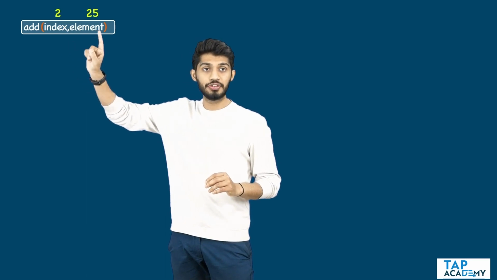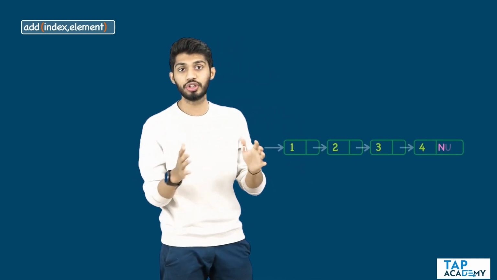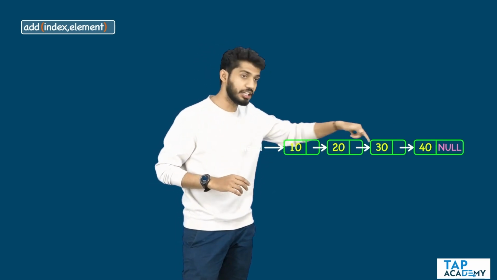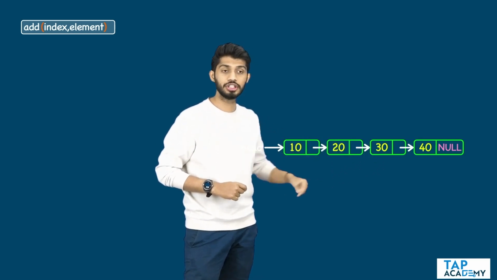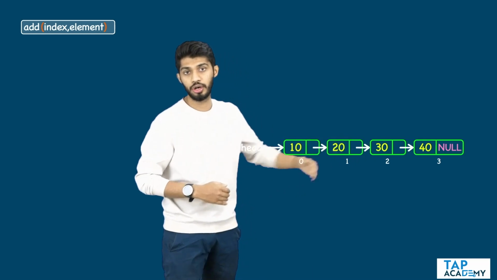So if it says the index is 3 and the element is 25, it should add the element at index 3, and the element that it is adding is 25. If I have to pictorially show you, this is how it would look. So over here I have my linked list. Now by default you can clearly see there is no indexing, but I would like to write index values for this. So the starting index would be 0, then it goes on moving ahead.